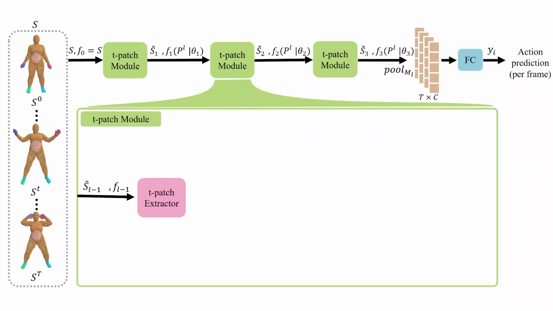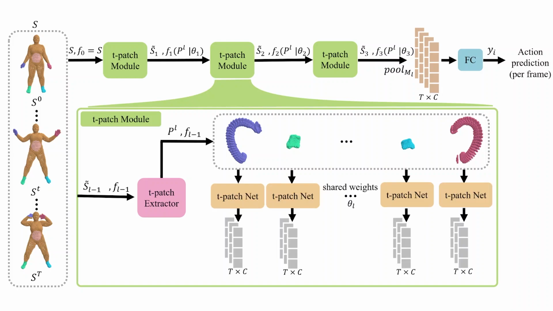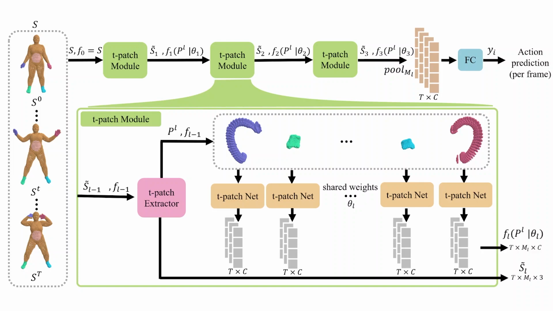In more detail, each T-patch module first extracts T-patches using a naive k-nearest neighbors search. Each T-patch is then fed into a network to learn per-frame T-patch level features. These features, along with the T-patch point subset, are then output and used in the next T-patch module until the final module that pools over them. The final classifier is modeled as several fully connected layers.